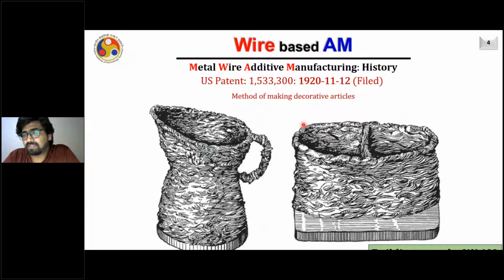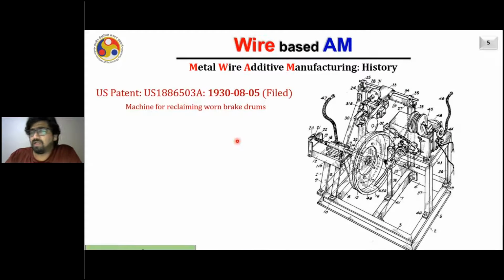So you can see these are a few images from that patent, with the patent number written here as well. It's a US patent. It says it is a method of making decorative articles at that time, but the methodology explained in the patent is exactly the same as what WAAM does nowadays. It deposits the material on a substrate by using a welding gun, simply a welding gun.